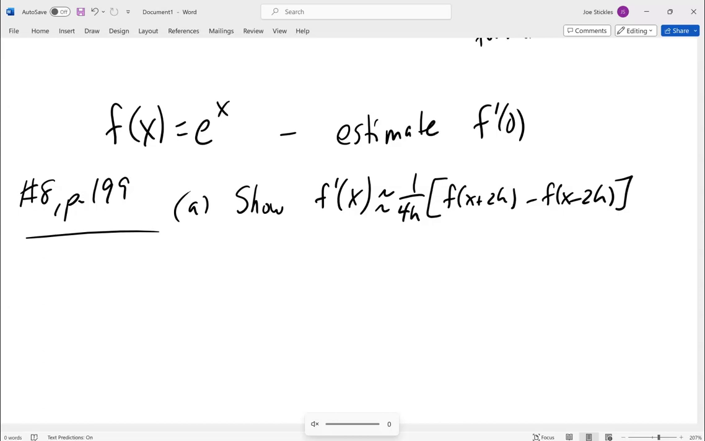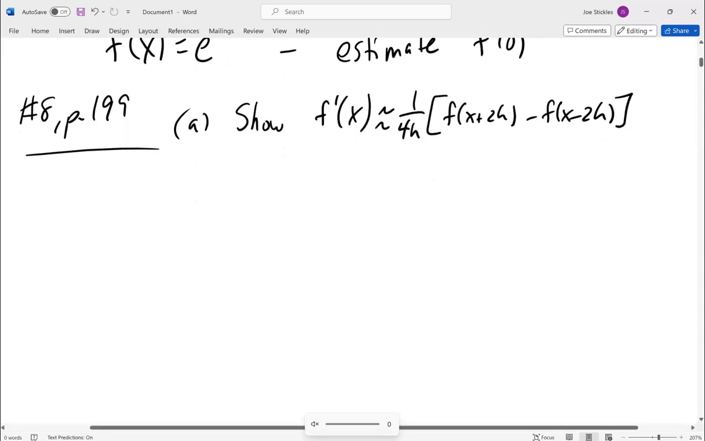So let's see if we can do this with the same kind of idea that we talked about with getting that central difference formula last time. So remember that we started with what? How did we get this? What did we do to get the central difference formula? Yeah, we worked with a Taylor series, right?